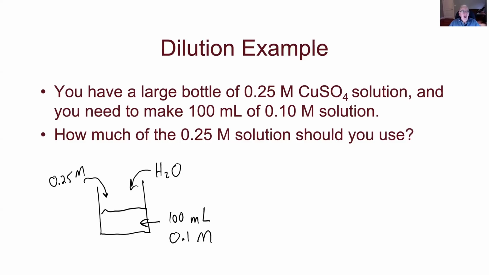All right. So if I'm doing this, the thing I have to realize is that the copper sulfate moles that are in this have to come from here, right? Because there's no copper sulfate in the added water. So I need to get all the moles that belong in my 100 milliliters of 0.1 molar solution. They all have to come from the 0.25 molar solution that I'm dumping into my beaker. And that's the trick, if you will, to solving this problem.